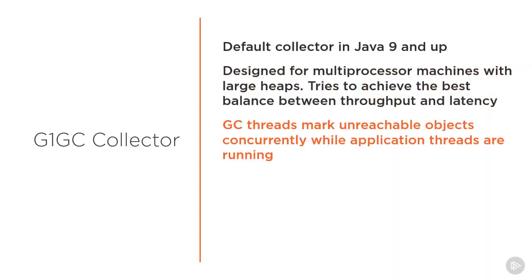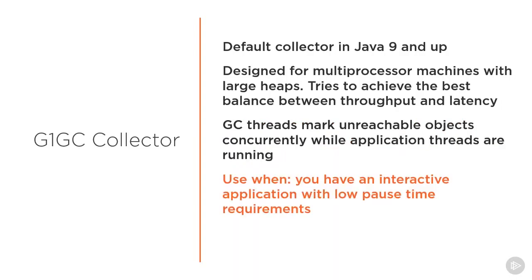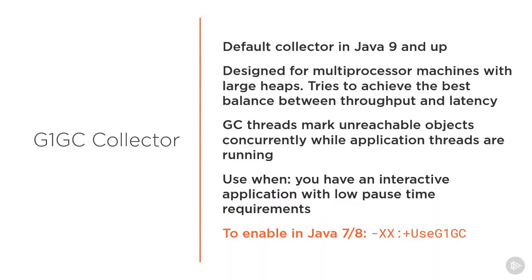G1GC threads mark unreachable objects concurrently while the application threads are running. This means that, like the CMS collector, overhead from the concurrent execution may affect application throughput. Therefore, G1GC should be used if you have an interactive application, application response time is more important than overall throughput, and there's a requirement to keep pause times short. To enable G1GC in Java 7 or 8, set the +UseG1GC flag. For Java 9 and up, this is the default already, and you shouldn't need to set this flag.